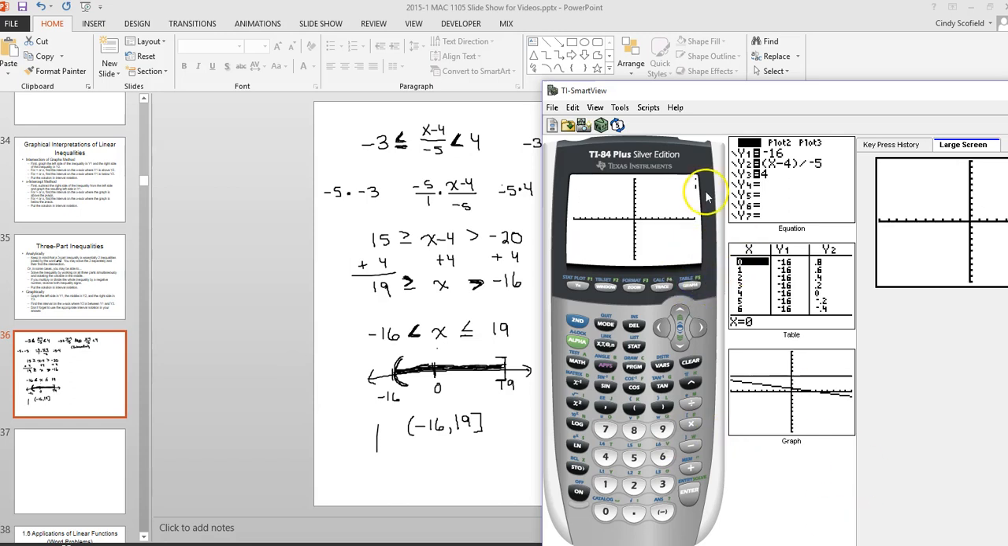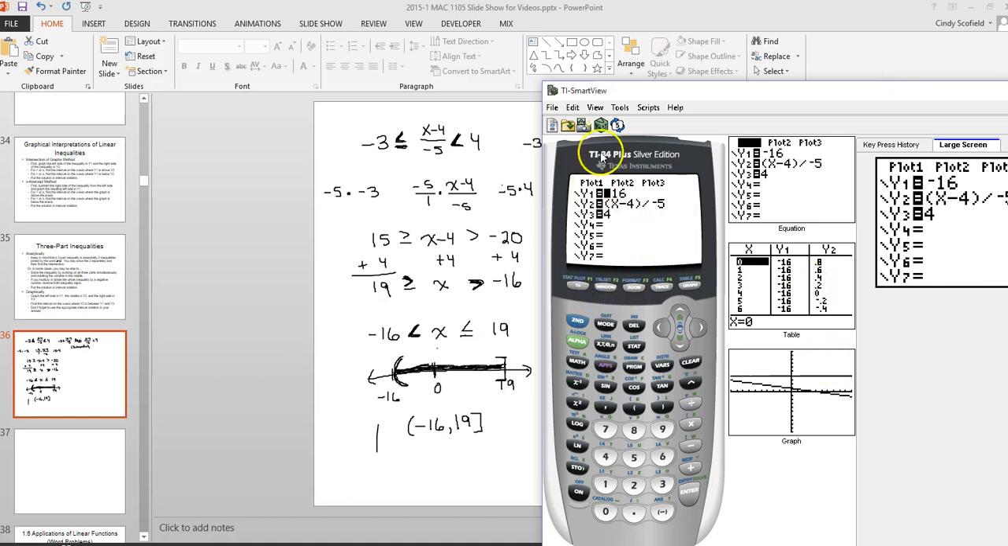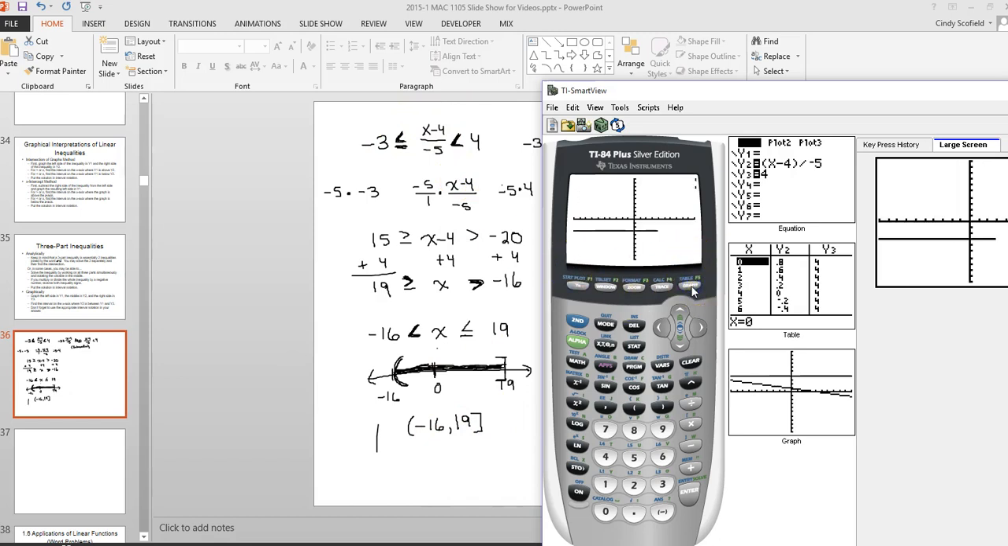We hit graph. You're going to see 3 lines. Better see 3 lines. Why am I not seeing the 3rd line? Oh, I'm looking at one thing and saying another. I'm so sorry. That should be negative 3. There should be x minus 4 over negative 5, and there should be 4. I was looking down here at the answer. I needed to be typing this up. So, all right, let's try this again.